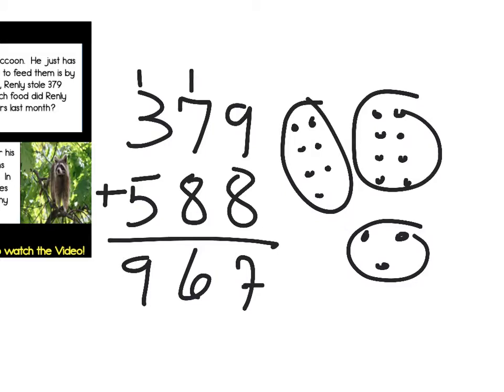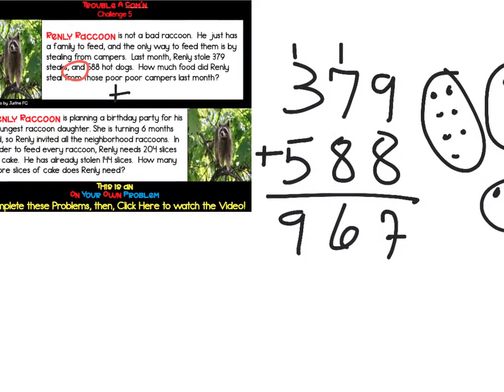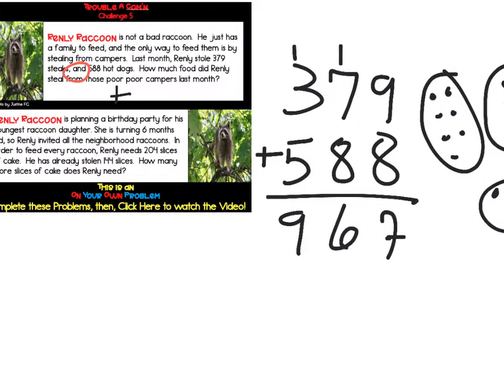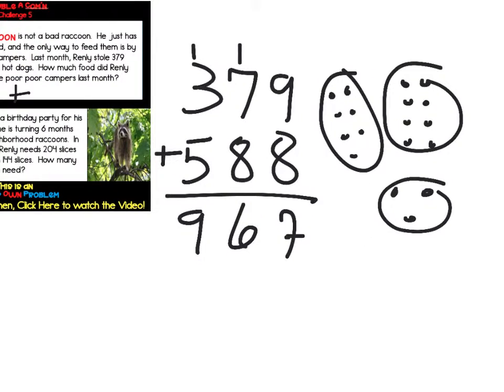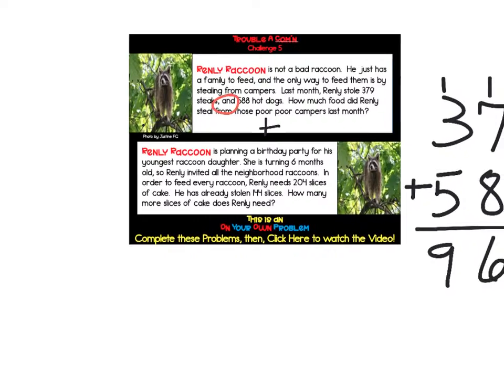And then let's go ahead and look over here. And remember, we're asking how much food in all, including both the steaks and the hot dogs, how much food did Renly steal from those poor campers last month? And the answer is 967. And hey, as always, if you made a mistake anywhere along the way, my friend, no worries at all. Pause the video, fix your mistake. That is the fastest way to learn. And now let's move on to our next problem in this same video.